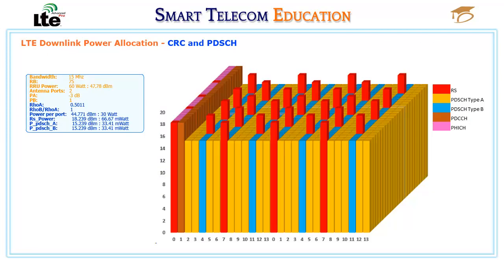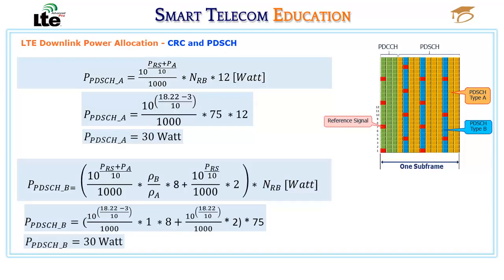The view of the power level of each channel type. In this example, the PDSCH and PHICH power are equal to the reference signal power. The power for PDSCH type A and B in watt for all RBs is given by two formulas, which include the setting of the reference signal power, PA, PB, ρ A, and ρ B values, and the number of resource blocks in the allocated bandwidth.